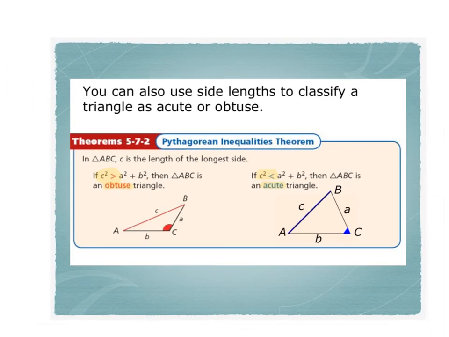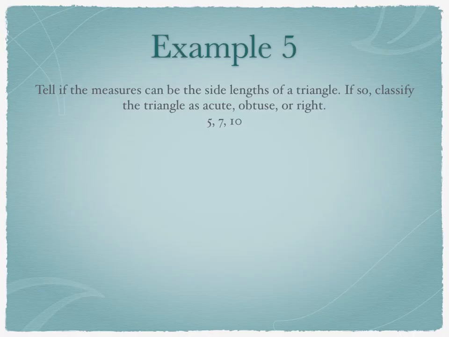So let's do some examples. Tell if the measures can be the side lengths of a triangle. If so, classify the triangle as acute, obtuse, or right. How can we tell if it's the side lengths of a triangle? What do we need to do? Alexis, what do we do? First, shouldn't we write out the equation first? Well, this is telling us to find if they can be the side lengths of a triangle.